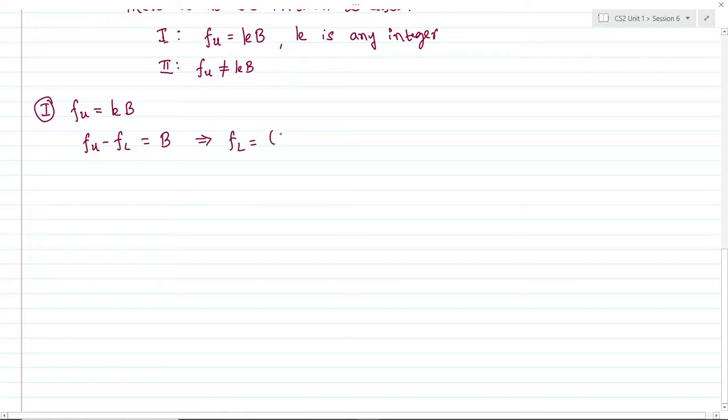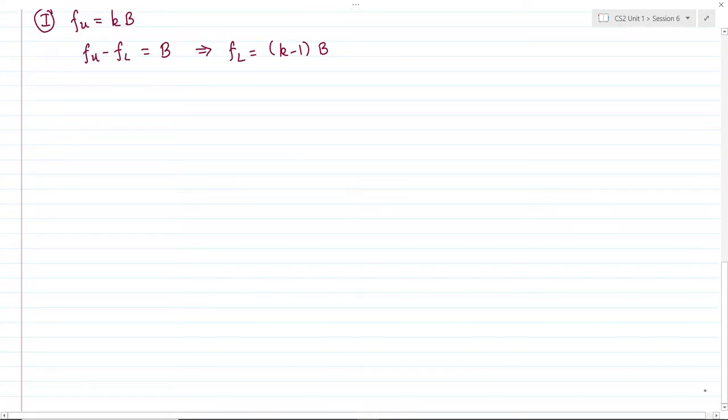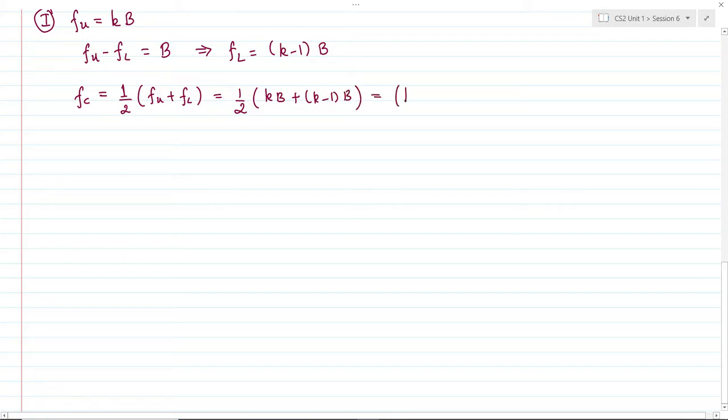we can also write the center frequency f_c, which is half of f_u plus f_l, by substituting f_u and f_l in terms of k and b. Half of kb plus (k minus 1) times b would give us (k minus half) times b. And note that b is 1 over 2T, because we have taken f_s as 1 over T, which is twice the bandwidth b, and hence b is 1 over 2T.